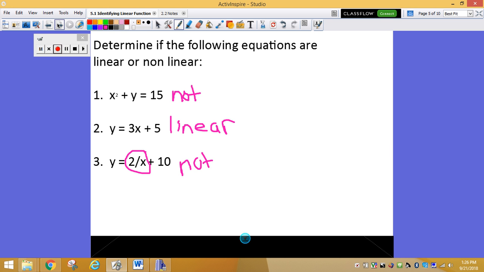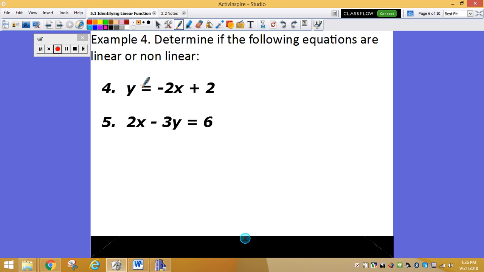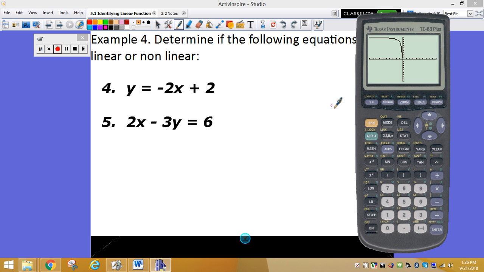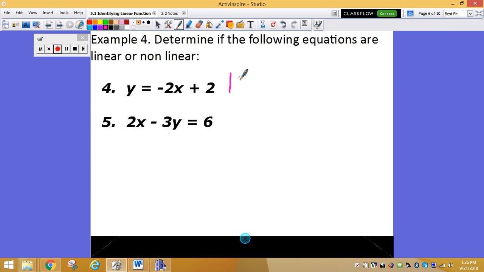Next up, linear or not linear, again, number 4 is in y equals, so let's just graph it and see. We got negative 2x plus 2. Graph it. And it is a nice straight line. So this one is linear.